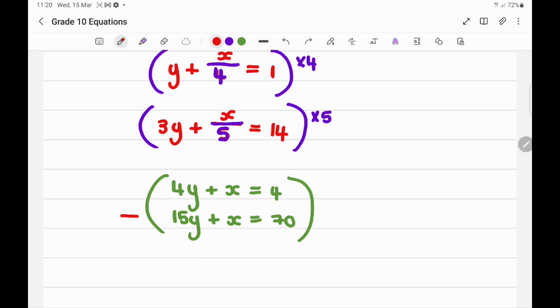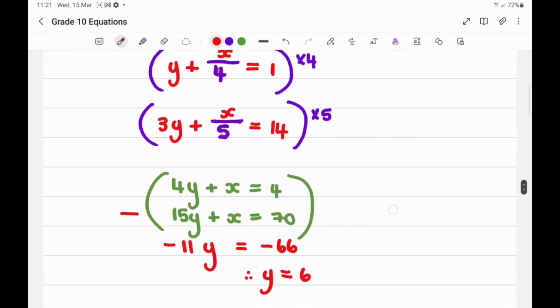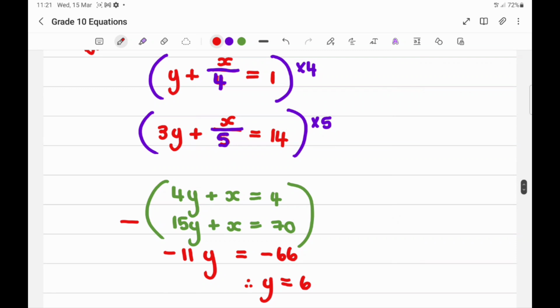So x minus x will fall away, so I have to subtract. And 4 minus 15 gives you negative 11 y is equal to 4 minus 70, which gives you negative 66. Thus, y is equal to, am I right to say 6? I say, because the negatives cancel out, or if you divide with a negative on each side, so you get y is 6. And now you can go and replace it into any one of your equations.